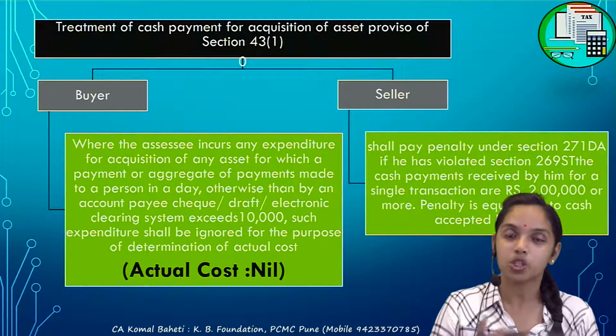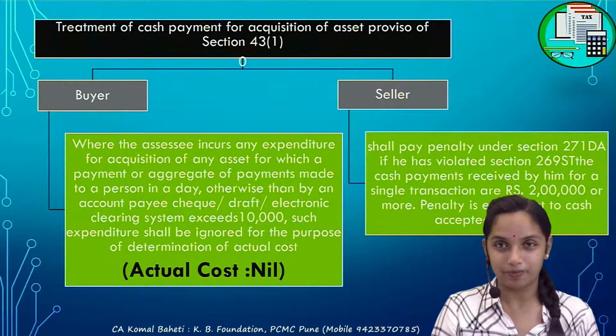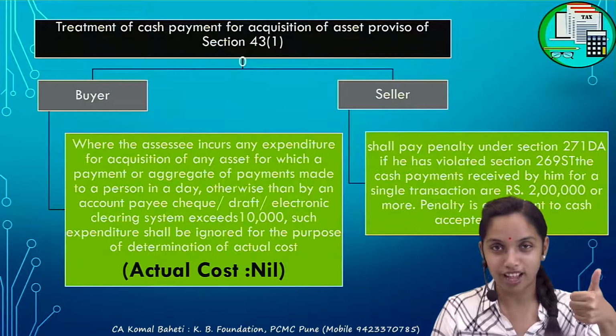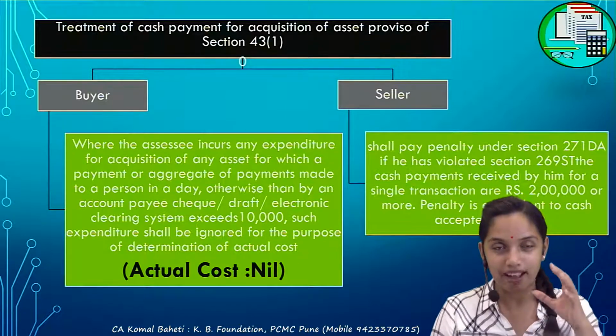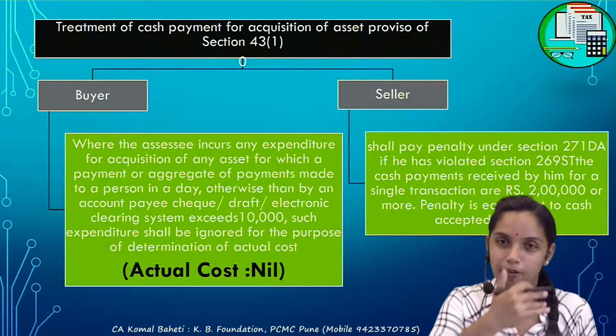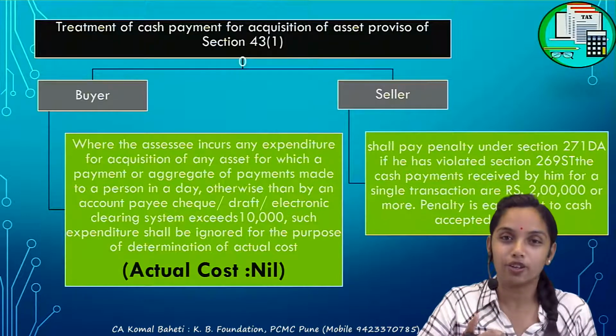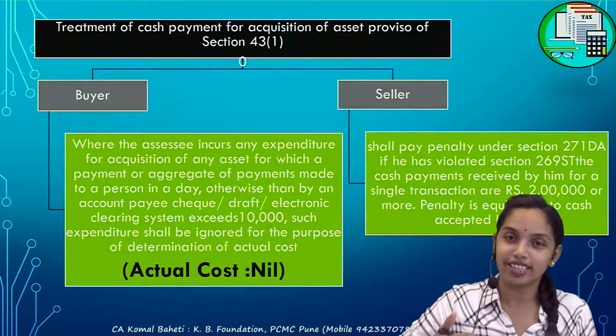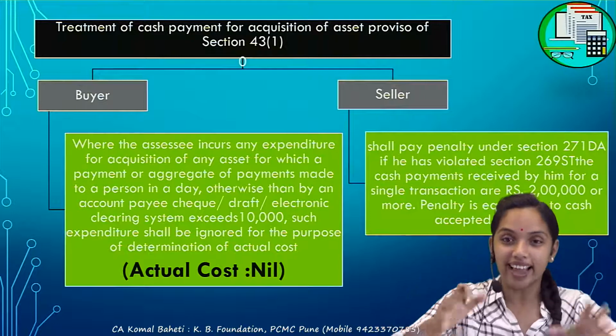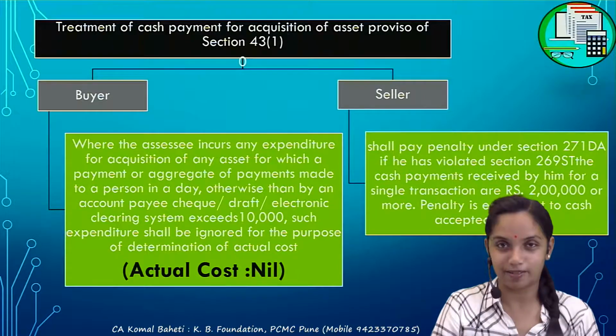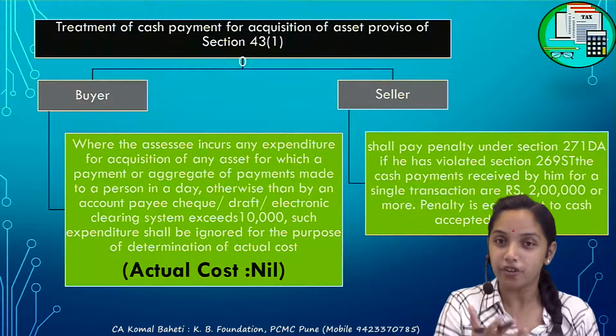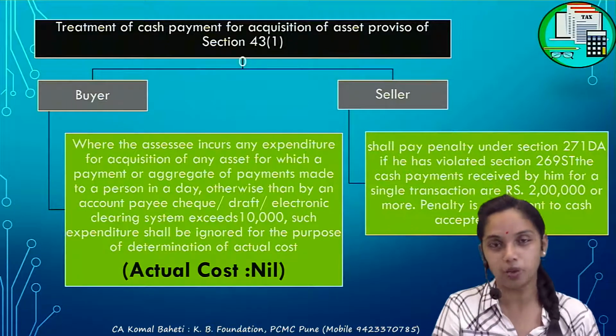And the balance 2 lakh you had paid with an account payee check. So there are three payments. First, 50,000 you had paid in a single day: 5,000 rupees at 10 o'clock, 5,000 at 11, 5,000 at 12 o'clock, 5,000 at 1 o'clock, like that 10 times in a day. Ultimately, in a single day you had paid 50,000 to the person.